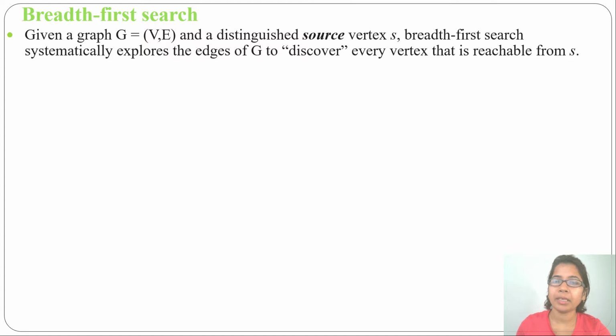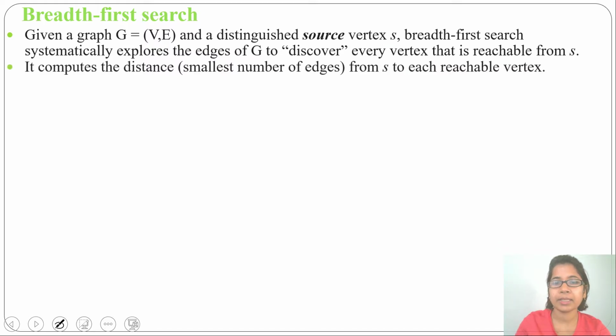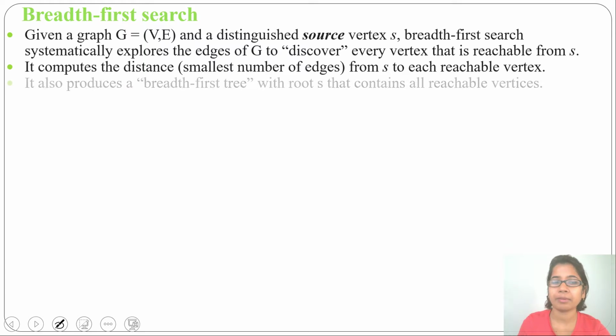Given a graph G equals (V, E), V for vertices and E for edges, and a distinguished source vertex S. Source vertex means the vertex from which we start the breadth first search. Breadth first search systematically explores the edges of G to discover every vertex that is reachable from S. It will discover all the vertices which are adjacent from the source. It also computes distance. Distance means the smallest number of edges from S to each reachable vertex. So it will find the shortest path from the source to every reachable vertex.